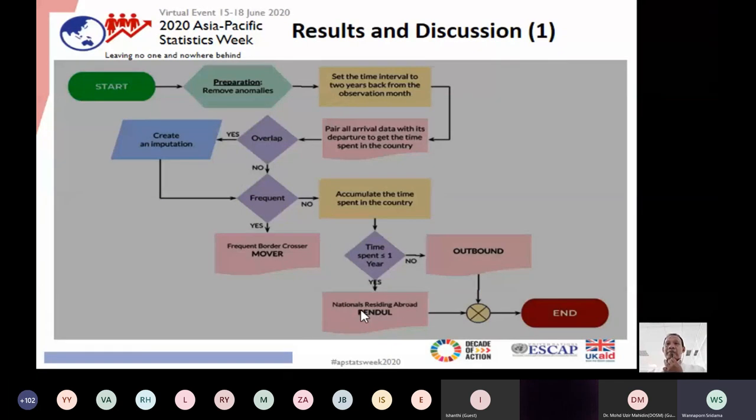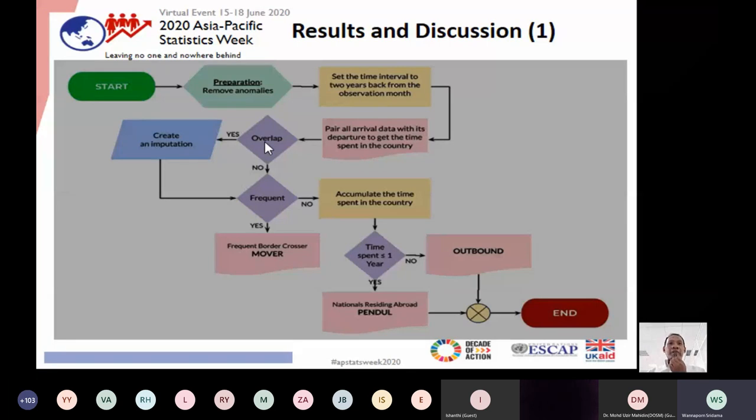Result and discussion part. Okay, this is the chart where we do the classification after we generate data from big data. We look at anomalies, and then we set the time. We only include the Indonesian passport, and then we set the time interval to 2 years back from the month. And then for all arrival data, we pattern to get the time spent in the country. We match the passport number, and then we calculate the overlap. This is overlap or not.